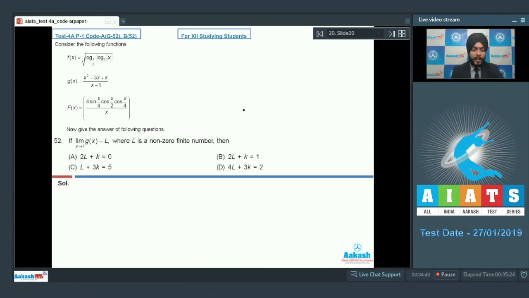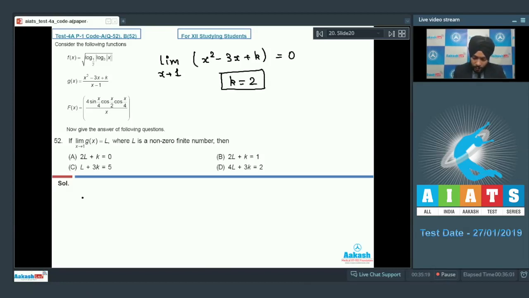52 says that if limit x tends to 1, g of x is equal to L, where L is a non-zero finite number, then students, we can see that the denominator of g(x) tends to 0 as x tends to 1. So the numerator also will have to tend to 0. That means x square minus 3x plus k at limit x tends to 1 should be 0. Only then a 0 by 0 form will be created and we will have a non-zero finite number as the answer. So from here you'll get k is equal to 2.